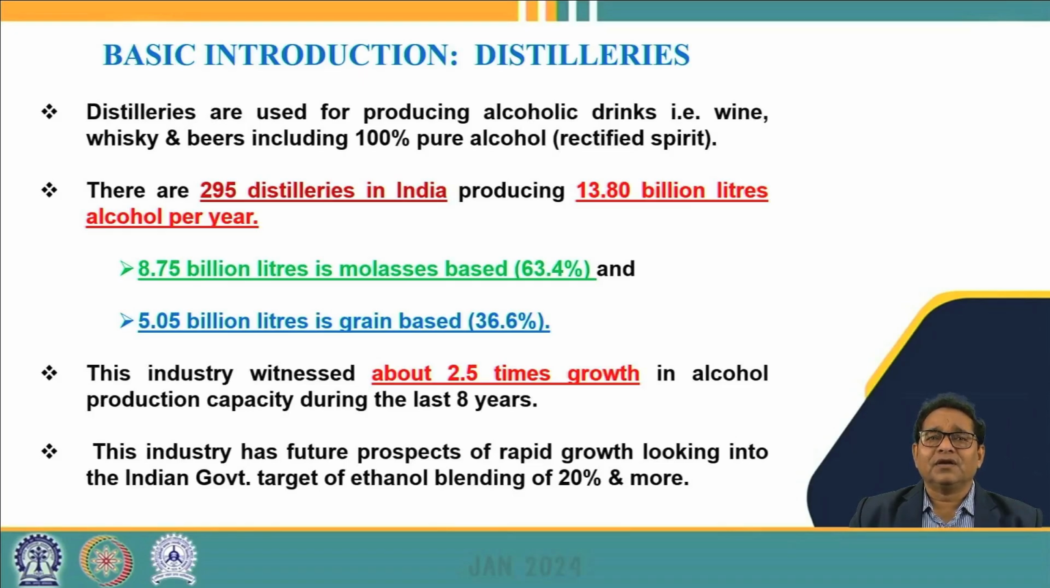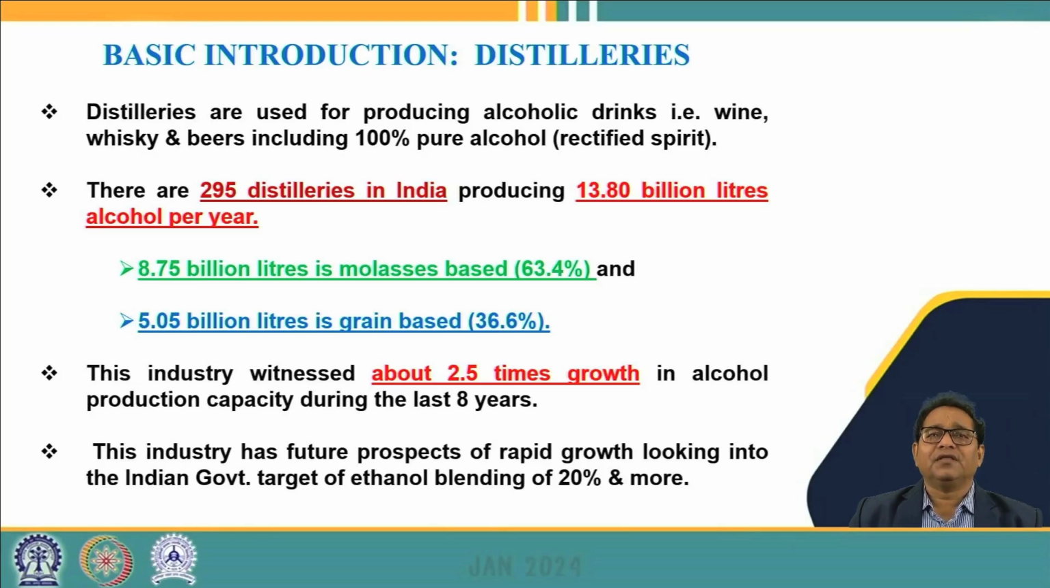If we see, the distilleries are mainly used for production of alcoholic drinks like wines, whiskey and beers, which also includes 100% pure alcohol, called the rectified spirit, which is sometimes used as a raw material for other industries like pharmaceutical and other associated industries. So these are the products which are generated from this distillery industry.